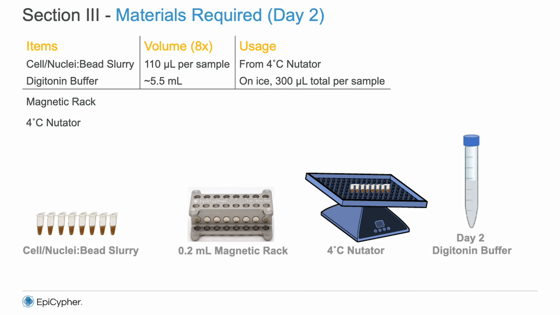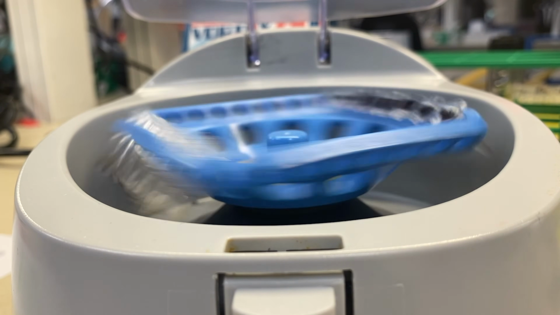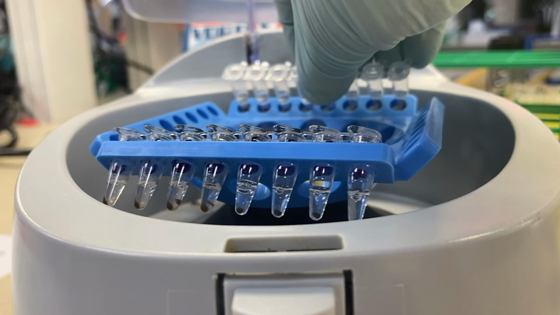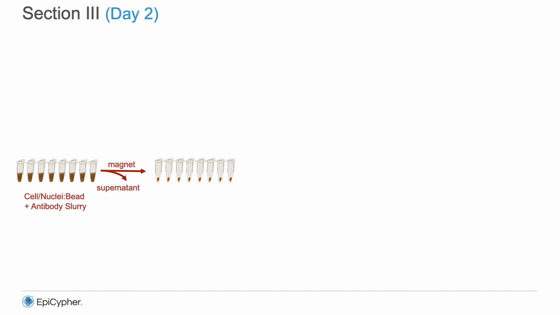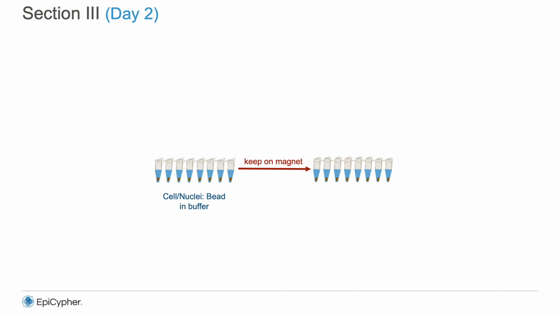In the morning, continue with Section 3. Get the digitonin buffer and pour it into a buffer reservoir on ice. You should also prepare for the next section by retrieving the tube of PAG-eminase and placing it on ice. Obtain your samples from the nutator and give them a quick spin with the caps facing in. Place the 8-strip tubes on a magnetic rack and wait for the slurry to clear. Remove your supernatant and without removing the tubes from the magnet, add 250 microliters of cold digitonin buffer.